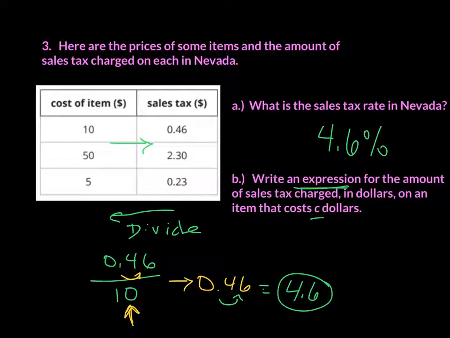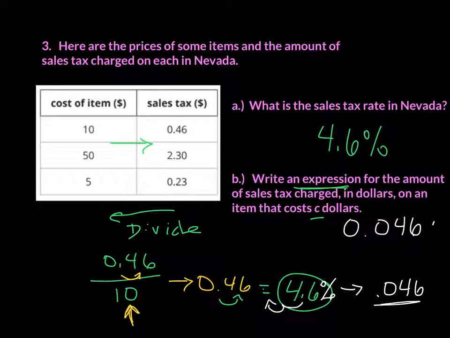Okay, so this is just like the last problem, in that we're going to take that. Now this is the percent, remember. To change a percent to a decimal, we move the decimal back 2 places. So that would give us 0.046. That's the percent seen as a decimal. So in this case, I'd have 0.046 multiplied times the cost C.